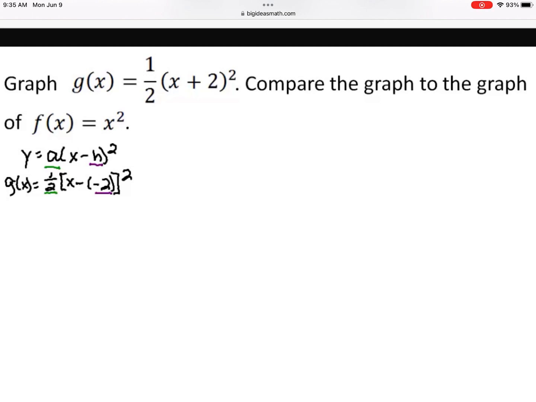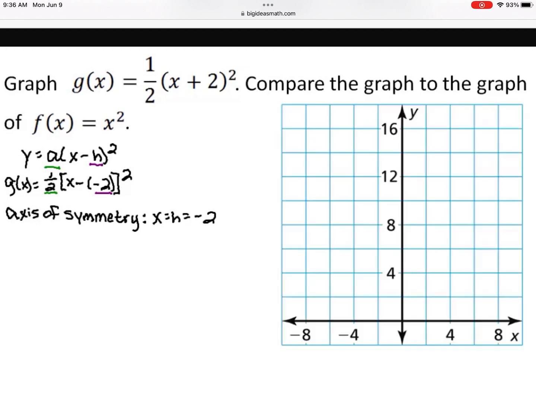Because h is negative 2, the axis of symmetry is x equals negative 2. So graph the axis of symmetry along the line x equals negative 2. Also, because h equals negative 2, the vertex is at negative 2, 0. So plot the vertex at negative 2, 0.